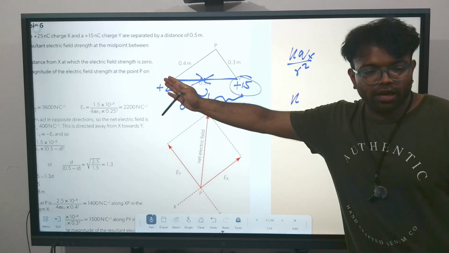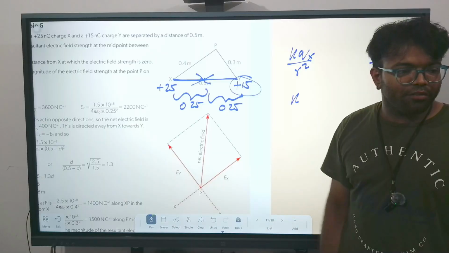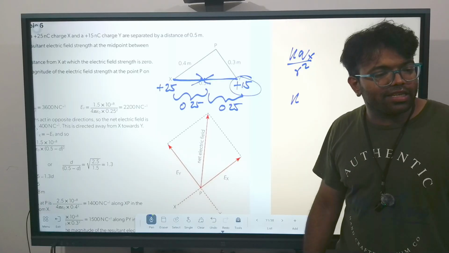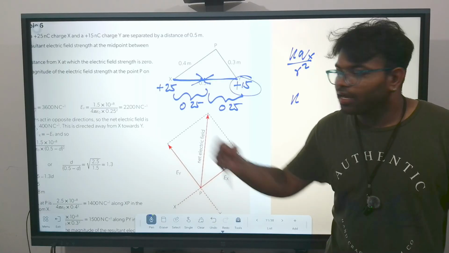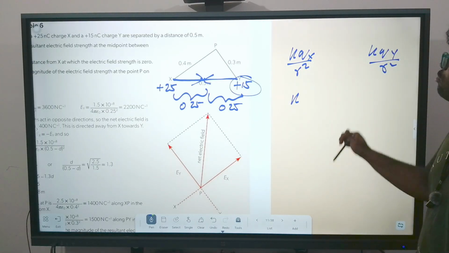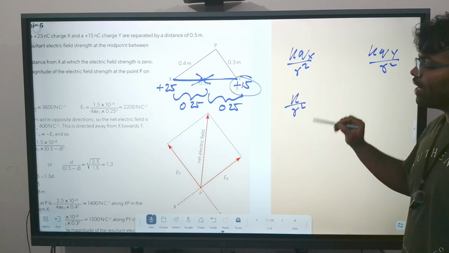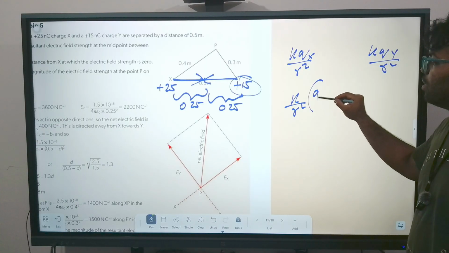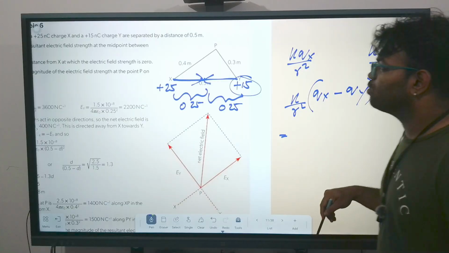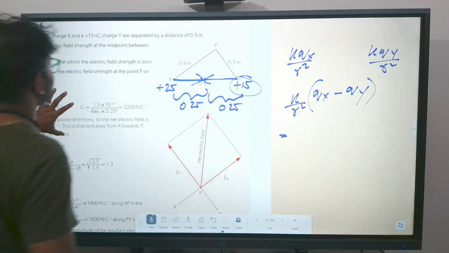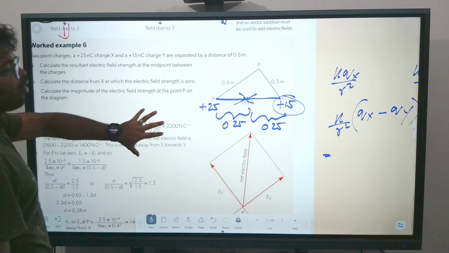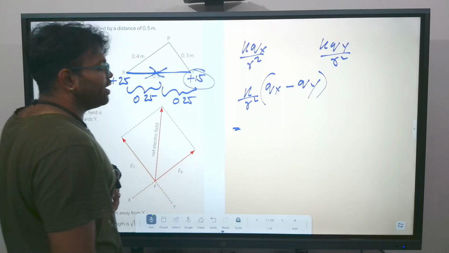So basically if you are pushing from this side with a force of 20 newtons and I am pushing from this side with a force of 10 newtons, the resultant will be 20 minus 10 in this direction, 10 newtons in this direction, right? So this will become equal to k upon r squared. I can simply take it out and I can write qx minus qy. They have only asked us to find the field, not the force. Okay, yeah, field is fine.